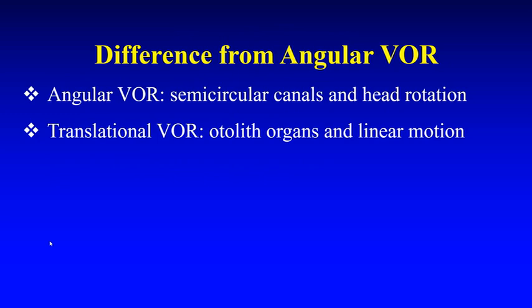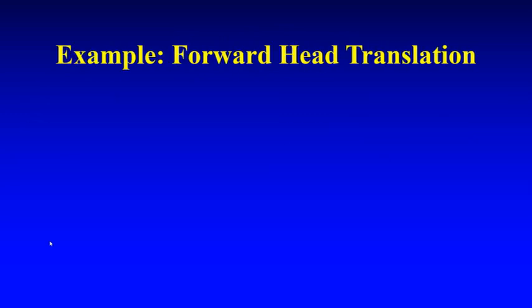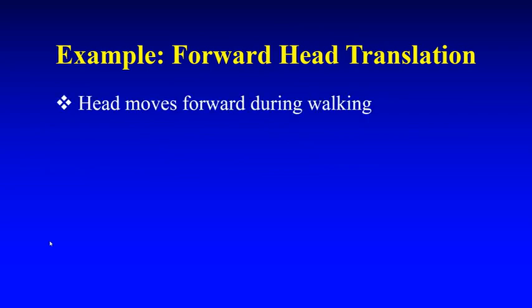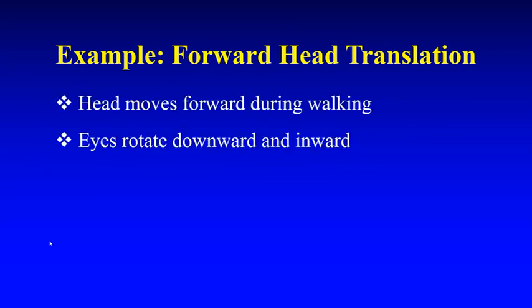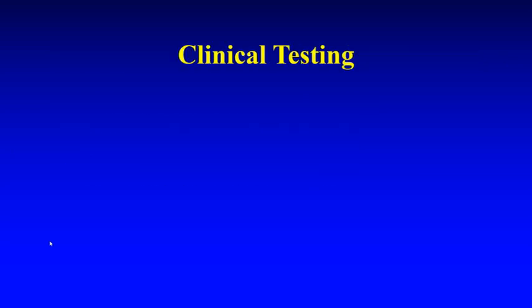as when you are moving up and down in an elevator, or in the airport you are moving on an automated electrical walkway. tVOR requires distance dependent scaling. Example of forward head translation: the head moves forward during walking, the eyes rotate downwards and inwards, maintaining fixation on near objects.